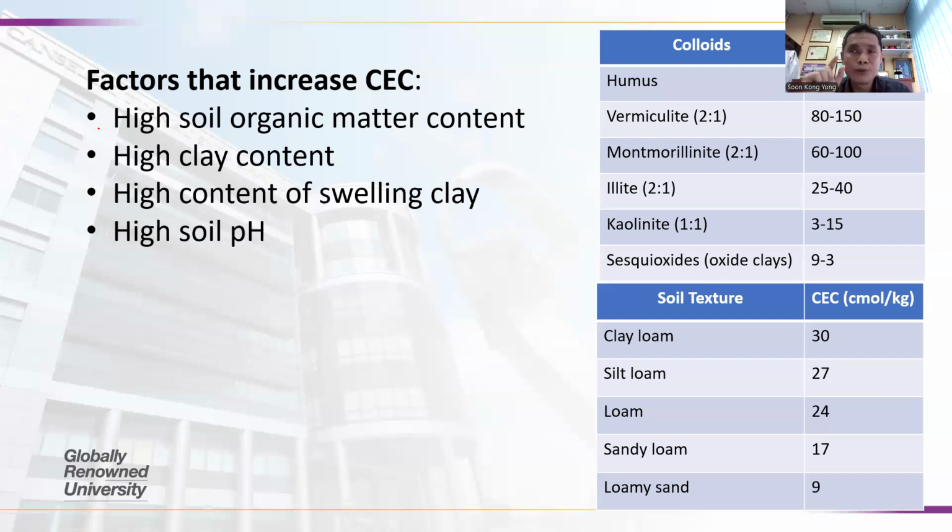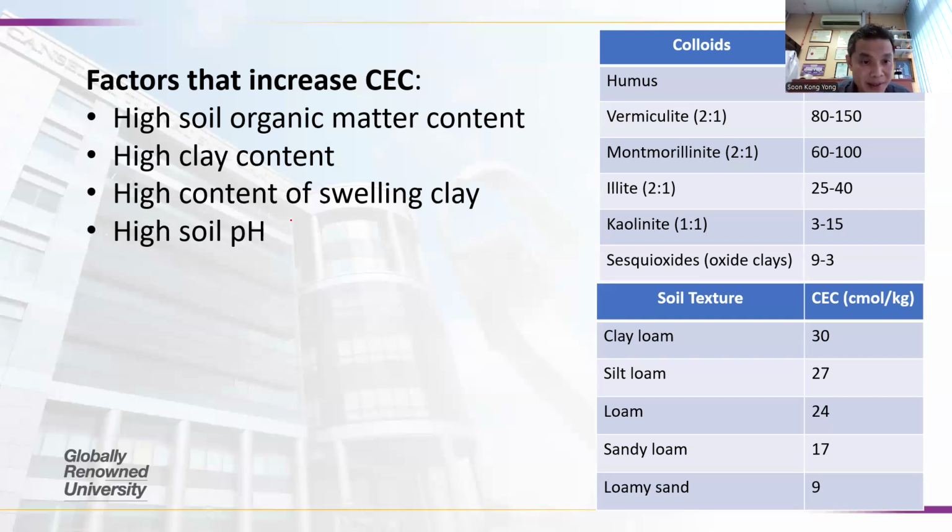And then finally, the one topic that is not listed in the intended learning outcomes, but is also extremely important for soil fertility, if not the most important, is the soil pH. In this case, in order to increase CEC, we will have to increase the soil pH. I think I need to correct here. It's not high soil pH, sorry. Because we need to increase it to a certain point, but not too high. If it's too high, the soil will not be fertile as well.